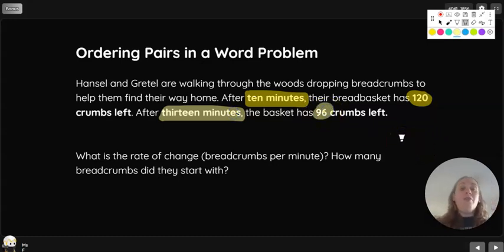So we could find the rate of change, which is breadcrumbs per minute, and then figure out what they started with. This is an example of how a word problem will be set up. We'll be given two different pairs of information regarding the problem.